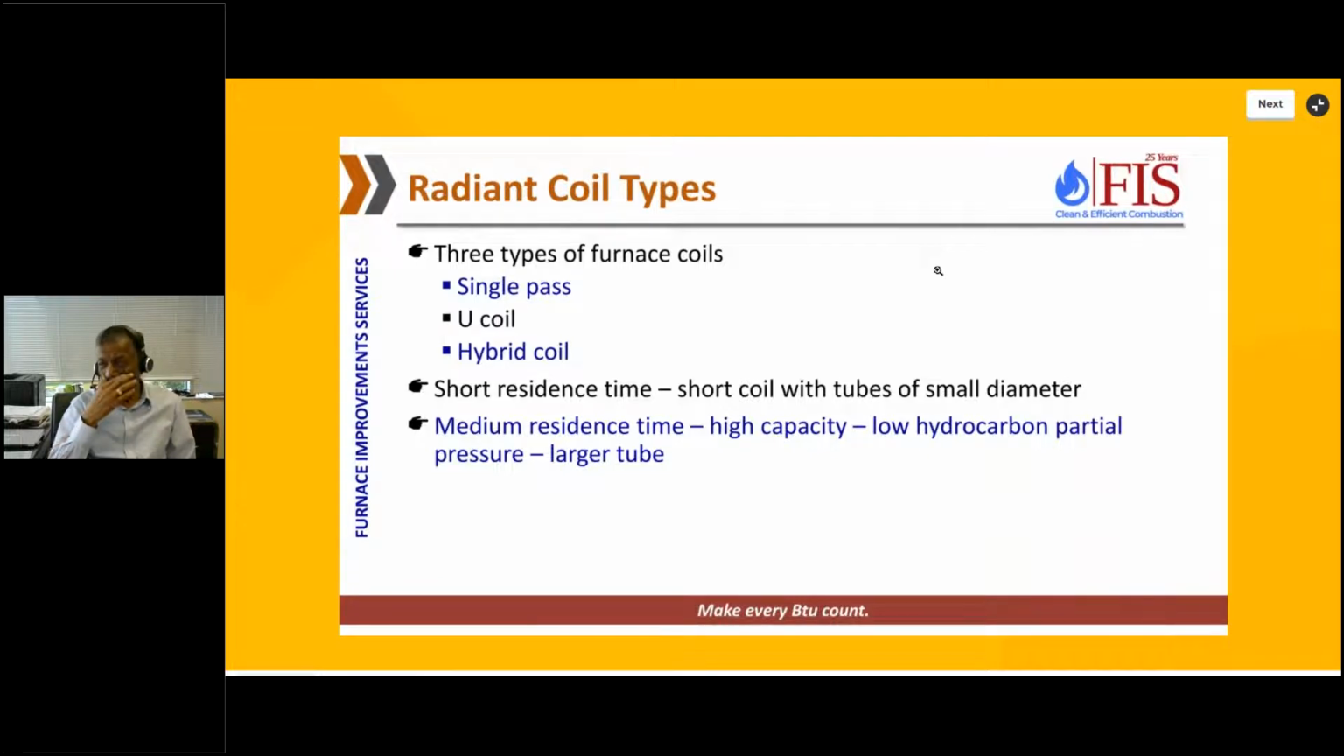So very briefly, we want to talk to you about different types of coils. We have 3 types we have shown over here: single pass, U-Coil, and a hybrid coil. If you are going for short residence time, then you use tubes of small diameters. If you want to have a medium residence time or high capacity, you use larger tubes.